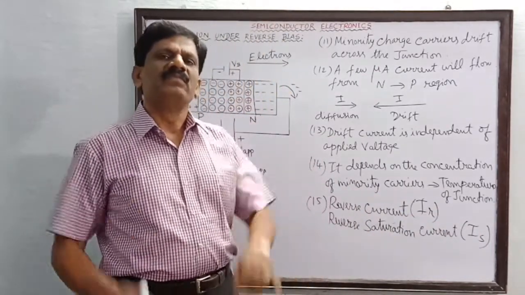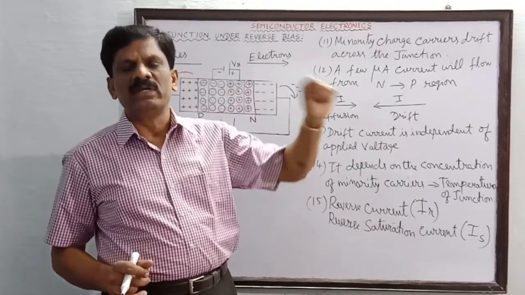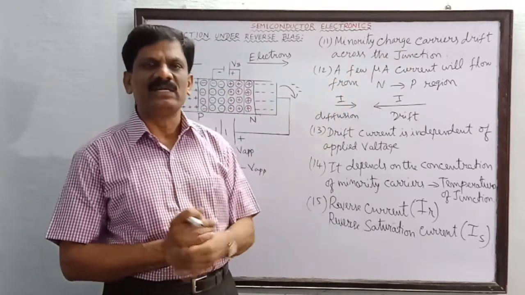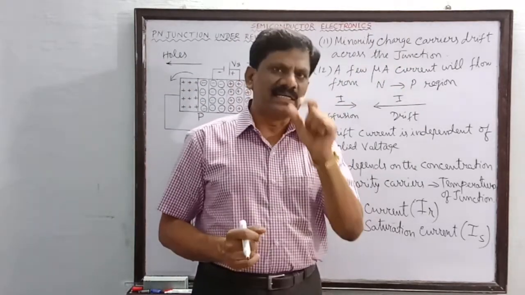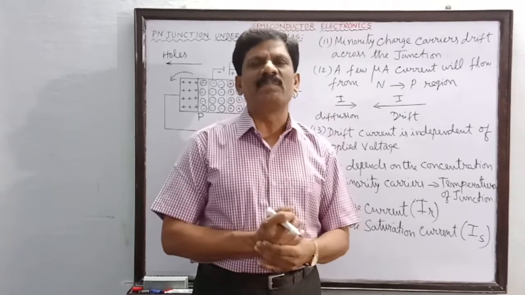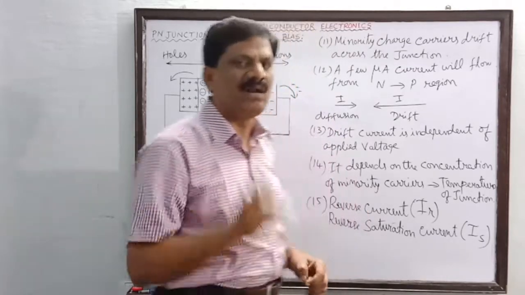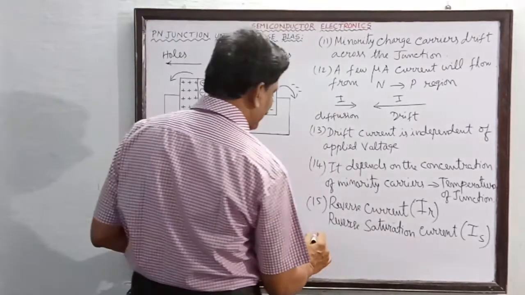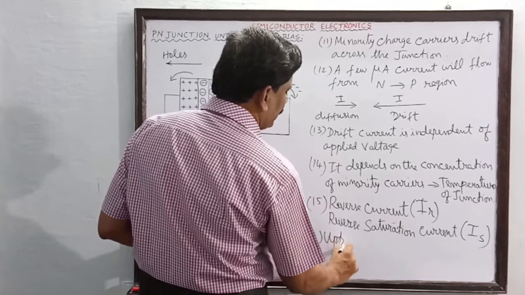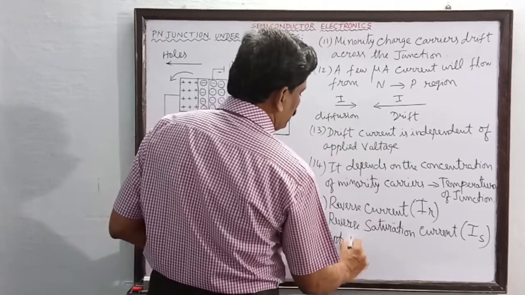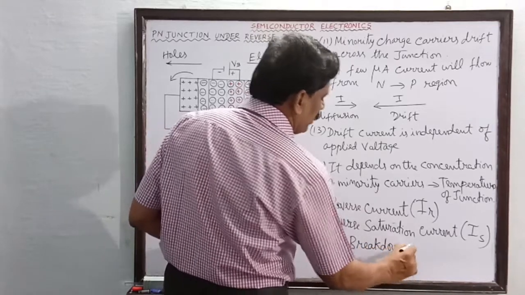Now the applied voltage is varied from 0 to 1 volt, 2 volt, 3 volt, like that in steps of volts. If you increase the reverse bias voltage, the current will be independent of the applied voltage and will be constant up to a certain critical voltage called the breakdown voltage.